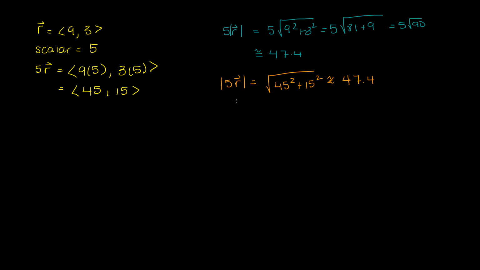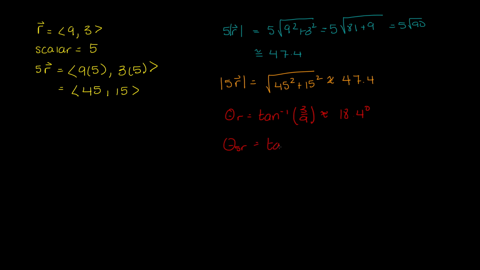And then let's look at the direction. So theta of r, basically the angle of my original vector, is going to be the arctangent, or the inverse tangent, of 3 divided by 9. That is not something found easily on the unit circle, so using your calculator you get roughly 18.4 degrees.